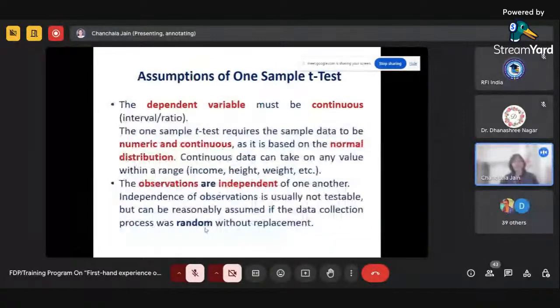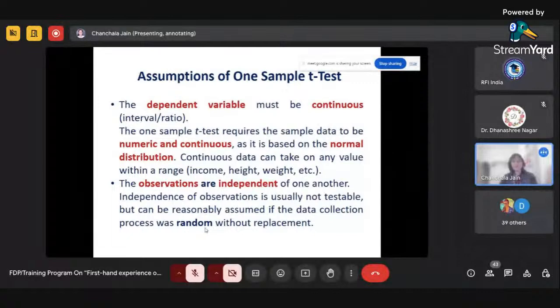The very first assumption says the dependent variable must be continuous. In the case of one sample t-test, you will only have a single variable. That variable we can take as the dependent variable, and this variable should be numeric in nature, or you can say continuous in nature. That means this variable should be measured on either an interval scale or a ratio scale.